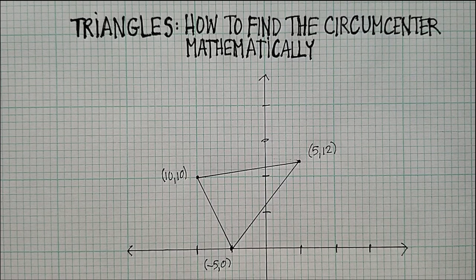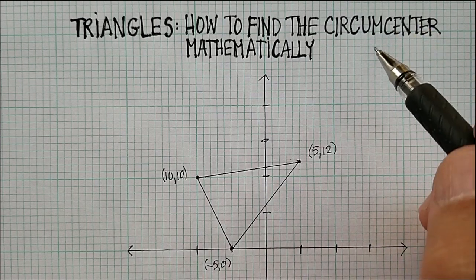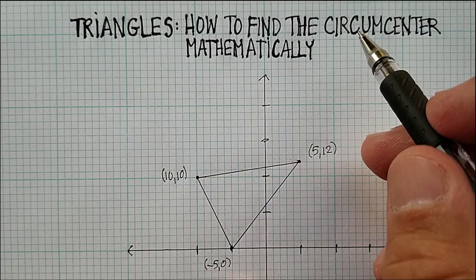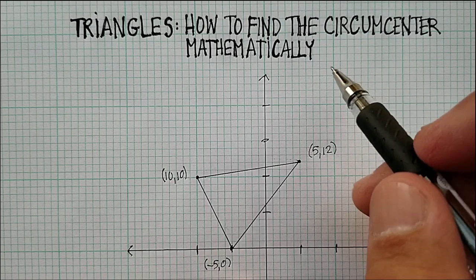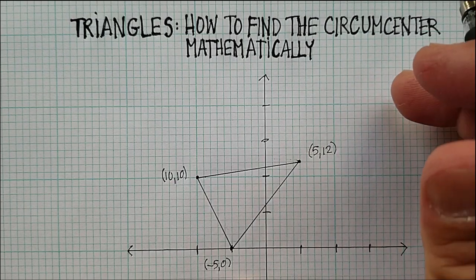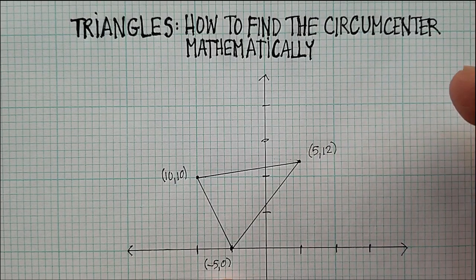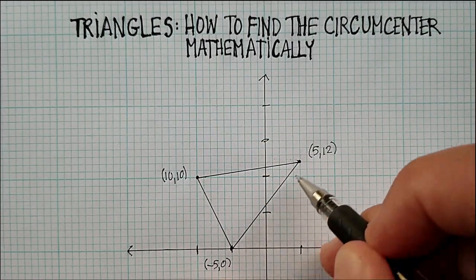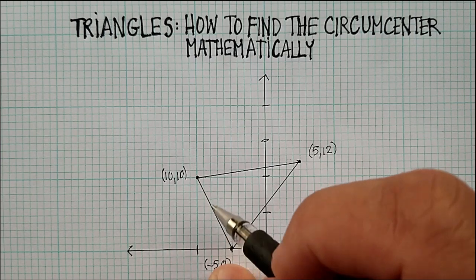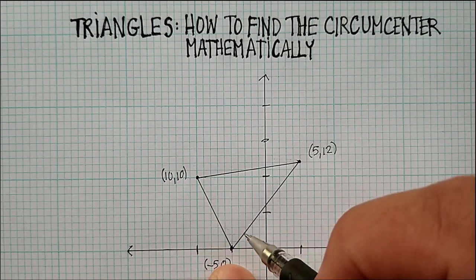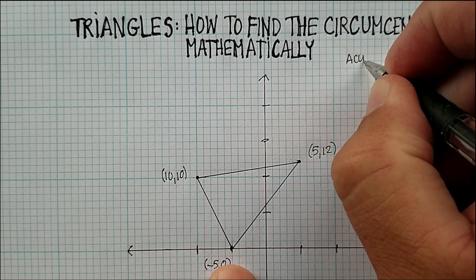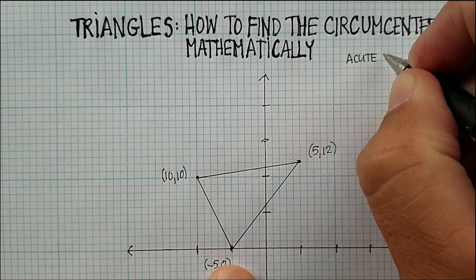Okay, in this video, we're going to find the circumcenter of an acute triangle mathematically. Now, in order to do this, we need to remember a few things. What is a circumcenter? Remember, the circumcenter involves going to the midpoint of the sides of a triangle. And in this case, this is an acute triangle. Let me just do that here first. This is going to be an acute triangle.